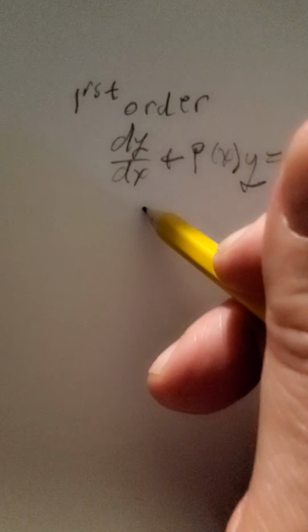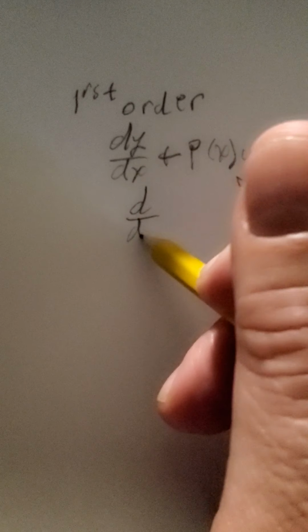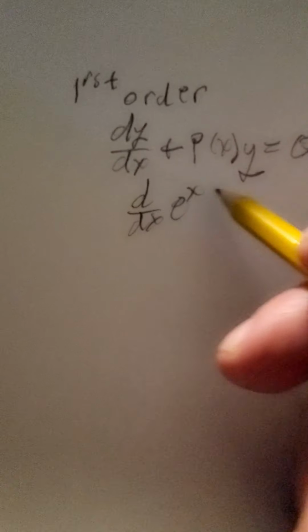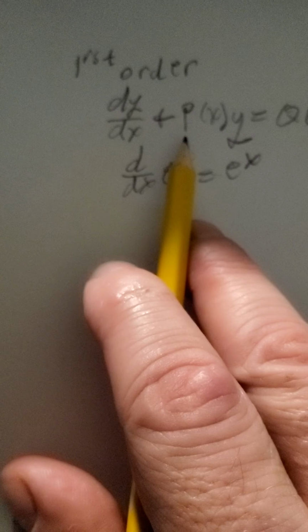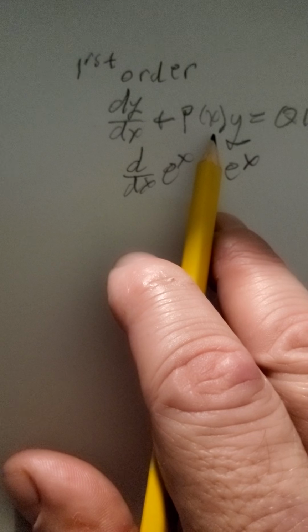take the derivative of? d/dx of e to the x, right? Because that's just e to the x again. Okay, but I want to try to make this look like the product rule. And in order to do that, I have to get a p of x, okay? Linear function p of x.